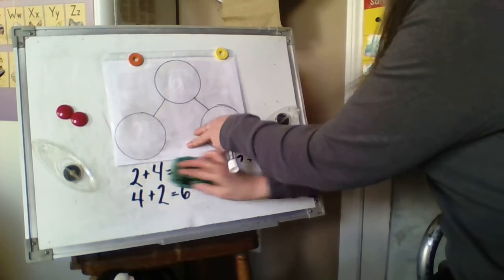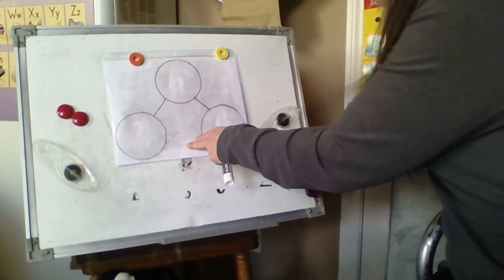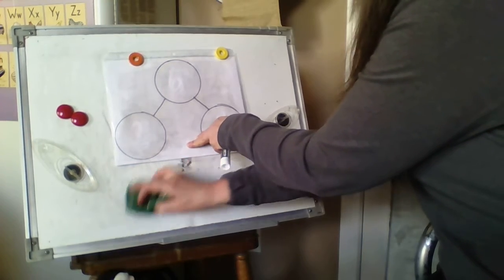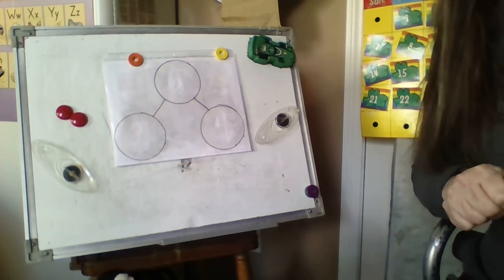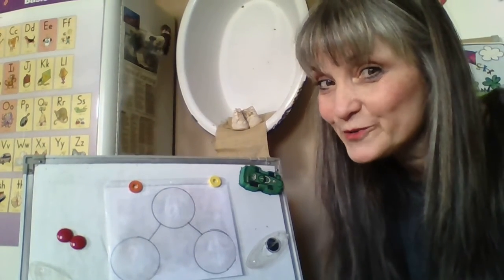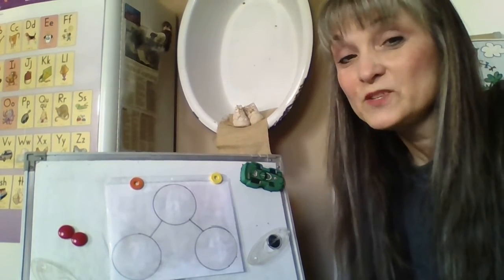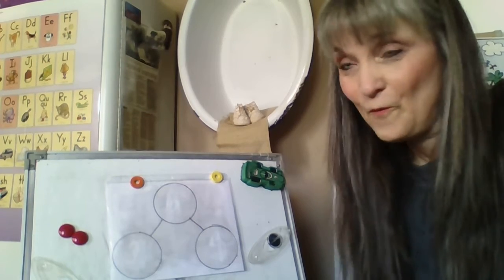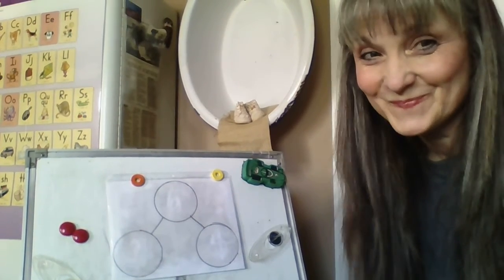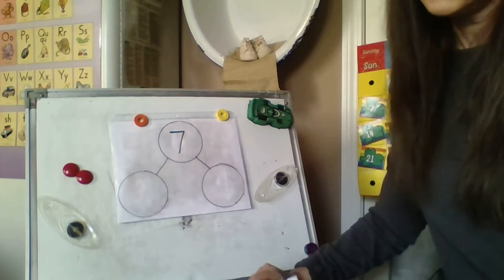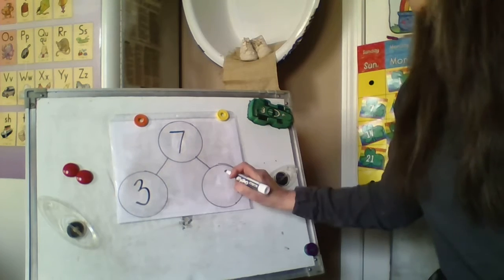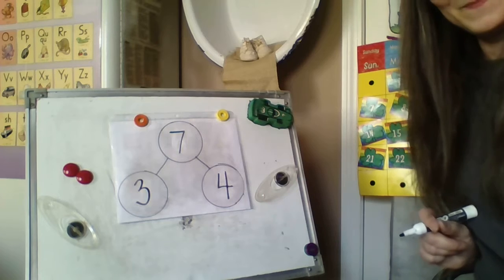I will tell a story, and you will fit it into the number bond. Okay? Let's see. There were 7 squirrels. 3 squirrels had nuts. 4 squirrels couldn't find any nuts. There were 7 squirrels, so that's the whole. 3 squirrels had nuts. 4 squirrels couldn't find any.